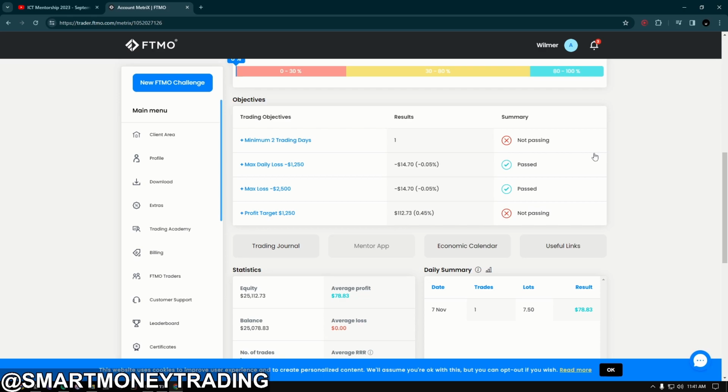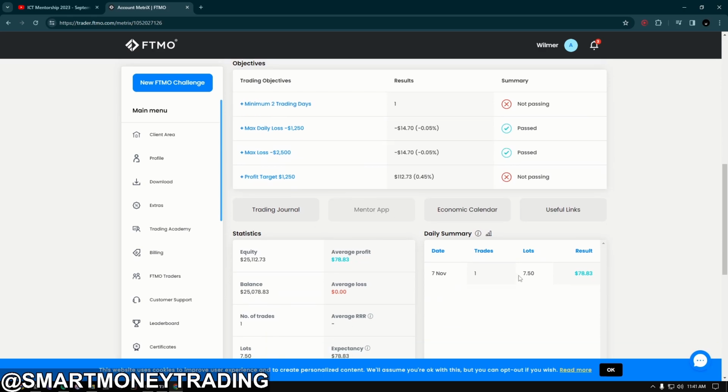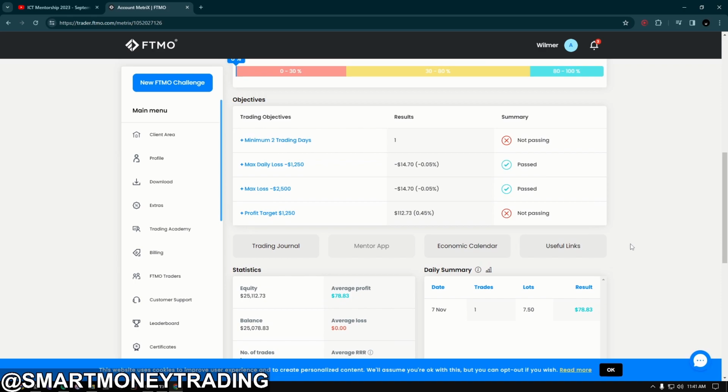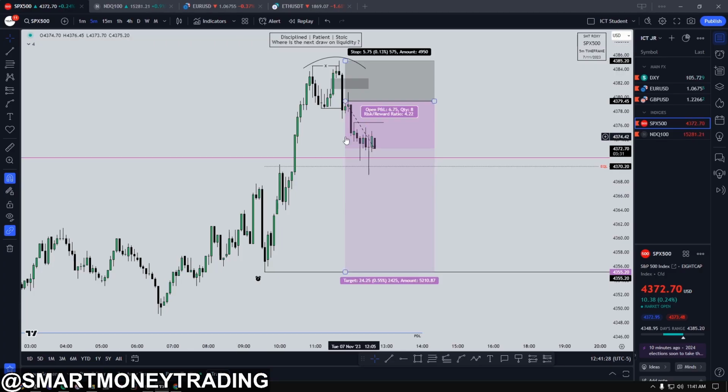So the next trade, I guess we're going to have to risk a little bit more. This was 7.5 lots, so probably double that. I'm going to do like 30 lots, or probably 30 lots around there. And this trade was only 15, so probably double that. Again, time frame pairing is very important to me.